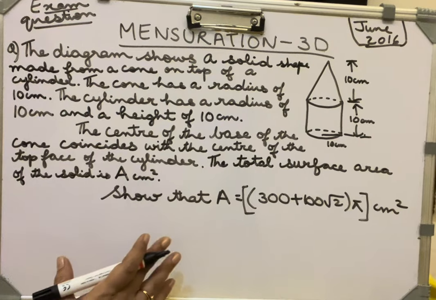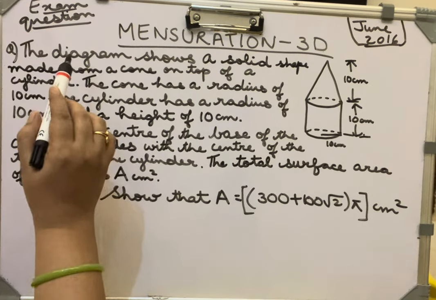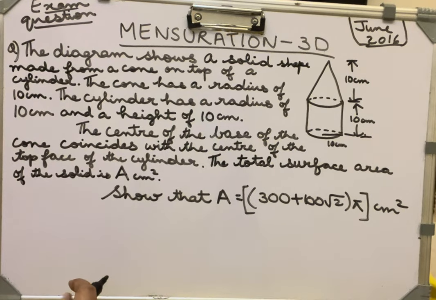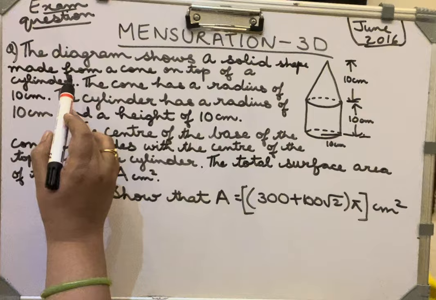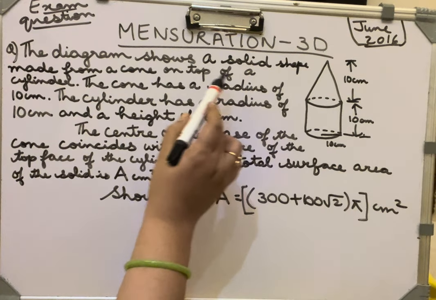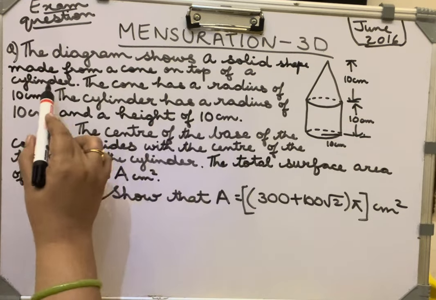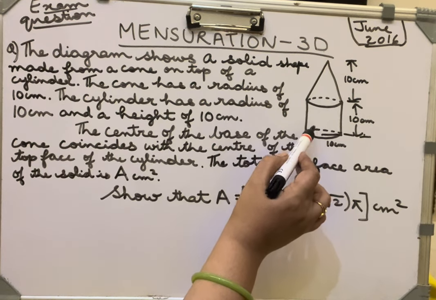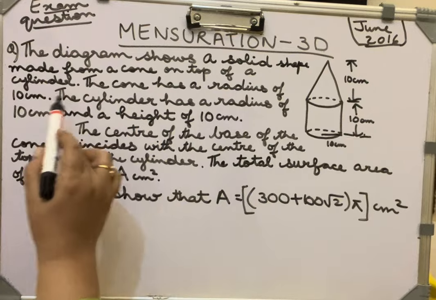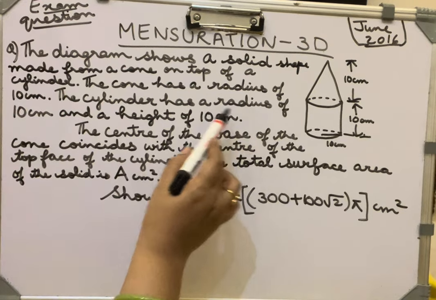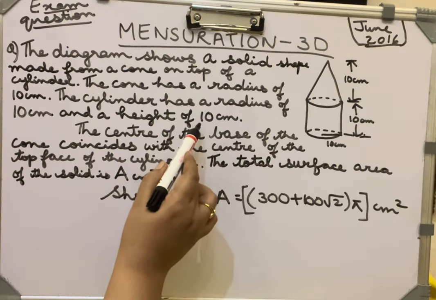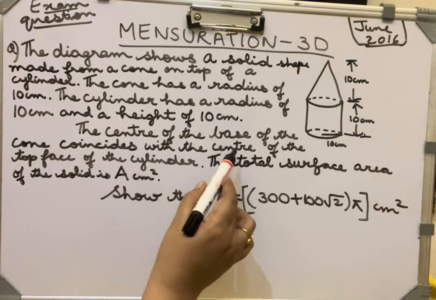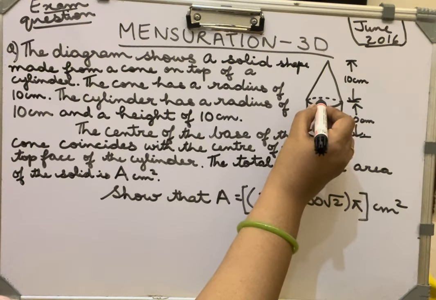Please note that this sum is from a past exam question of June 2016. So the problem is, the diagram shows a solid shape made from a cone on top of a cylinder. So we can see a cone and a cylinder below it. The cone has a radius of 10 centimeter, the cylinder has a radius of 10 centimeter and a height of 10 centimeter. The center of the base of the cone coincides with the center of the top face of the cylinder. So this is the center.